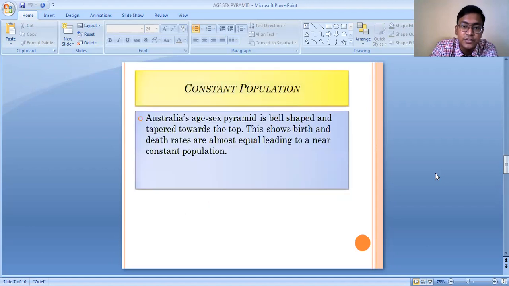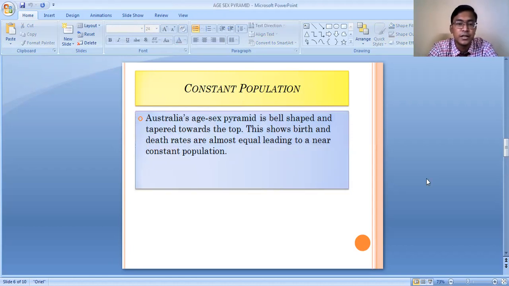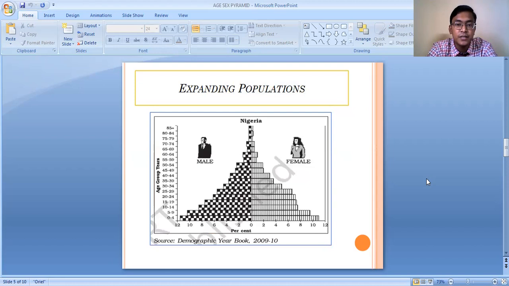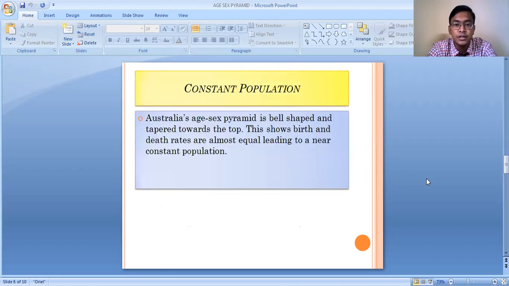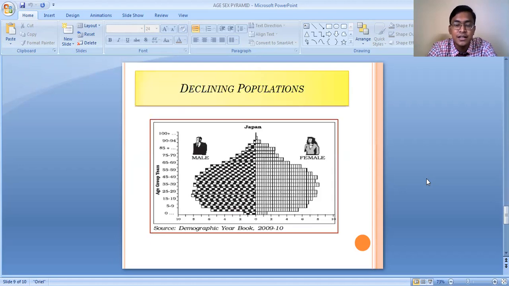And in case of constant population, it is Australia. Australia's age-sex pyramid is bell shaped and tapered towards the top, and this shows birth and death rates are almost equal, leading to a near constant population. So basically this is the expanding population where the birth rate is more. This is the constant population where the birth rate and the death rate are almost the same, and this is the declining population. That means suddenly the population growth has started declining. So these different types of diagrams, different shapes, can be drawn.